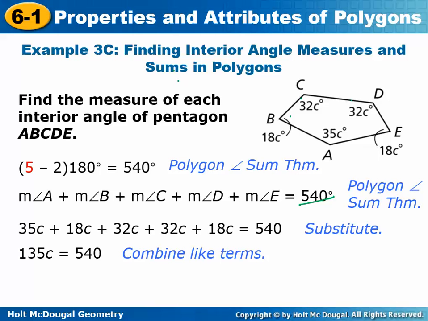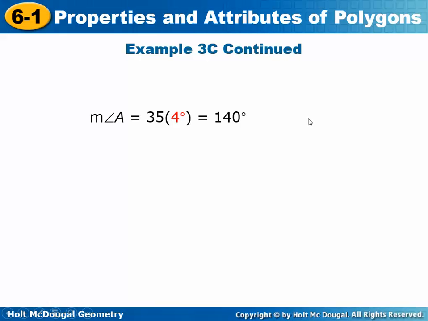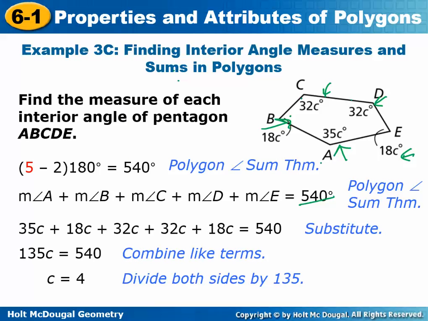Divide both sides, we're just solving for C now, to get that C is equal to 4. And then I would substitute in 4 in each of these expressions. Now, a couple of them are the same, so that's kind of nice. And when you do that, you'll find that the measure of angle A is 140, because 4 times 35.